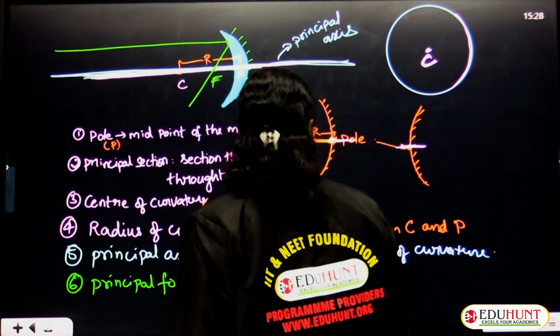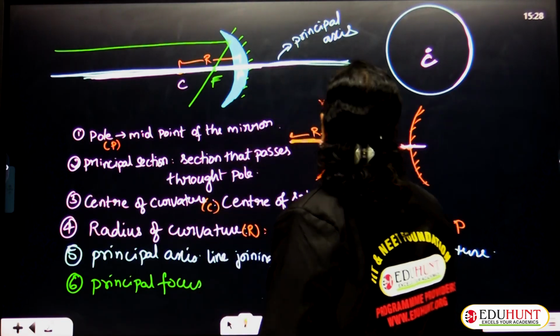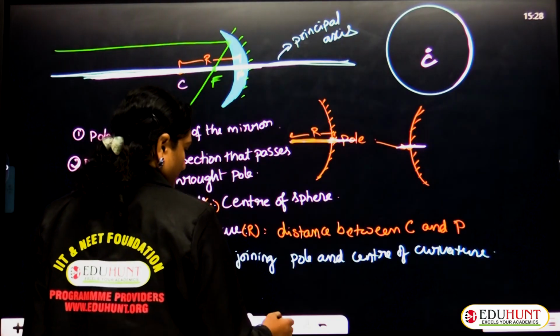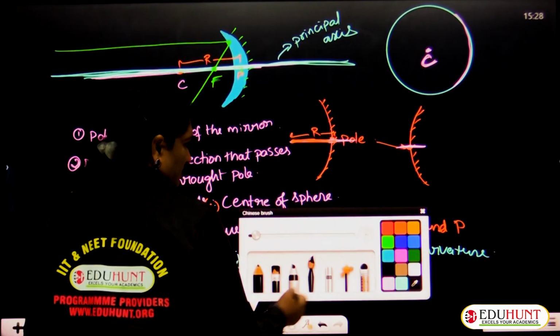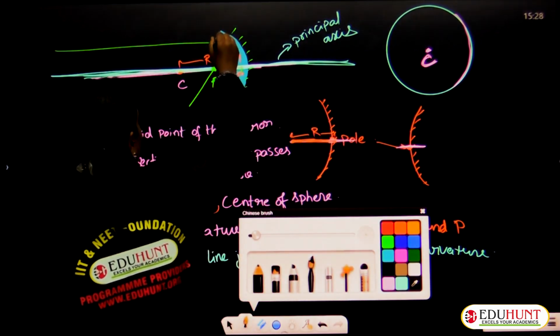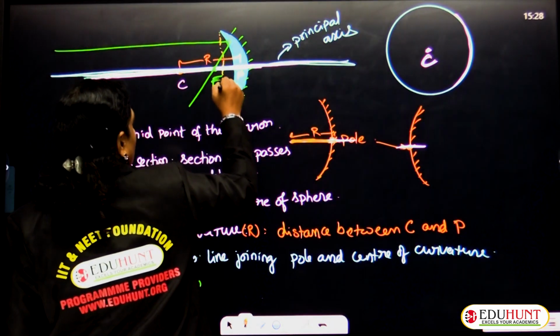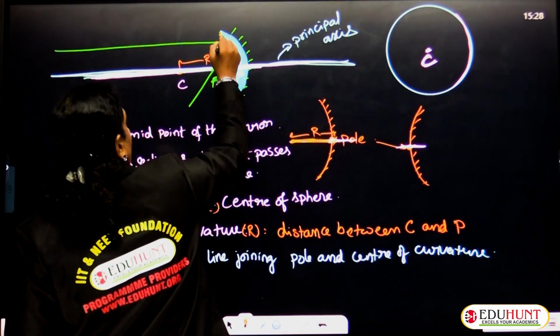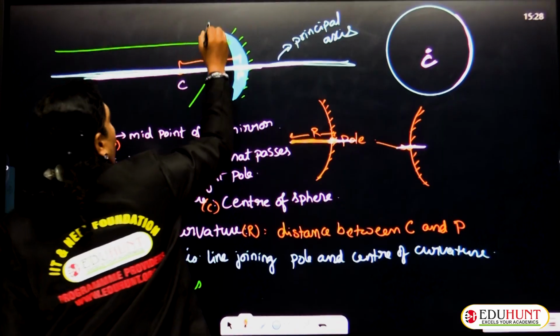Based on that, and one more thing, children, aperture. The line joining the two ends of this mirror, this line itself is called the aperture.